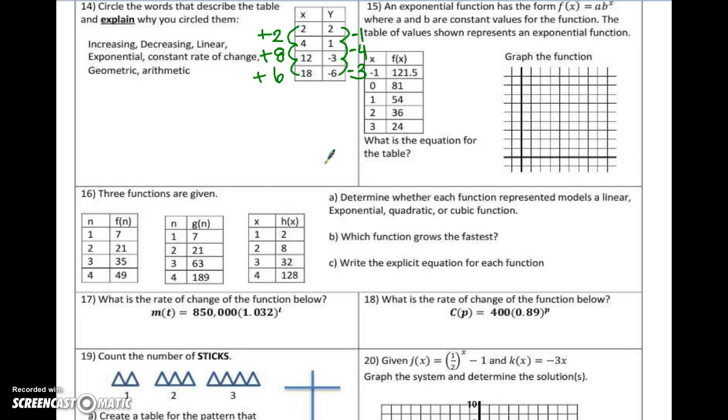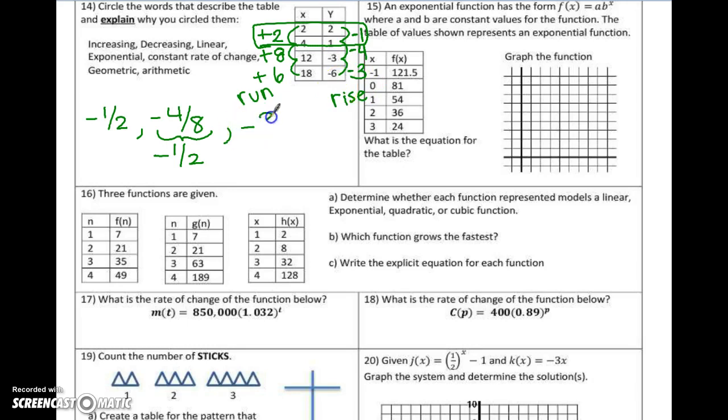But first, the easiest thing to do is check linear or exponential. So if we take our rise and run numbers and see if they're consistent, if we simplify those. If we have negative 1 over 2, well, that's our top one, right? These two. That doesn't simplify, and that's what we have. If we have negative 4 over 8, that does simplify, and that is negative 1 over 2. If I have the last one, you got negative 3 over 6. Again, that does simplify to negative 1 over 2.